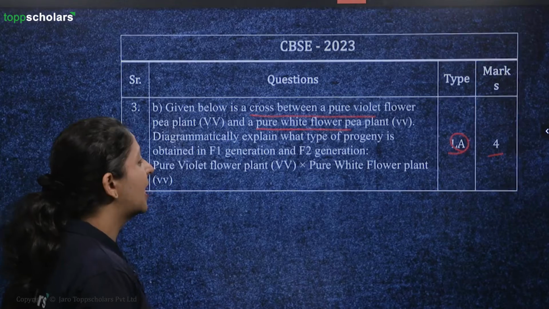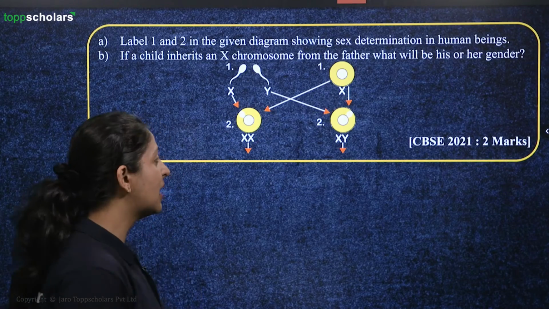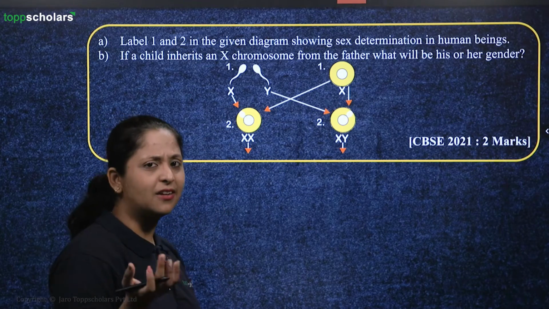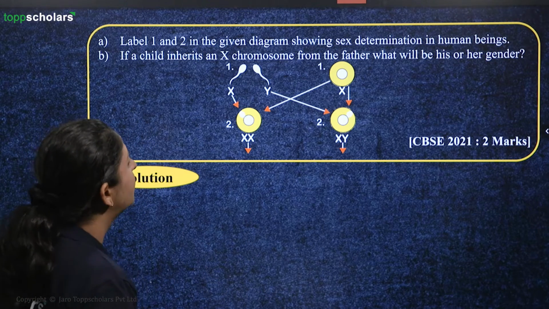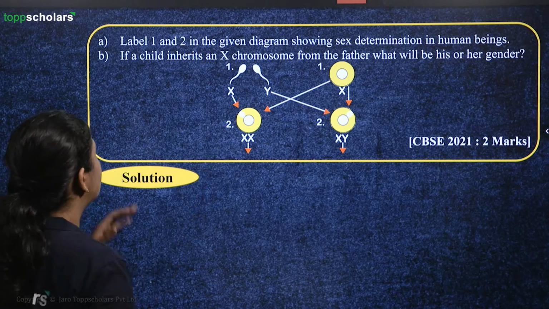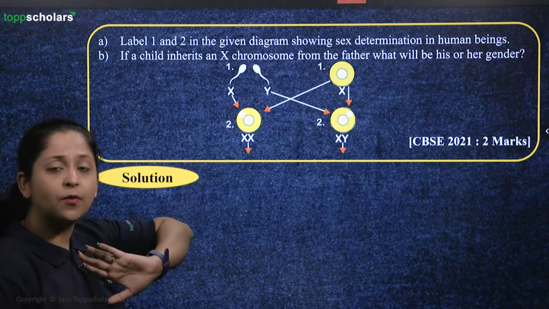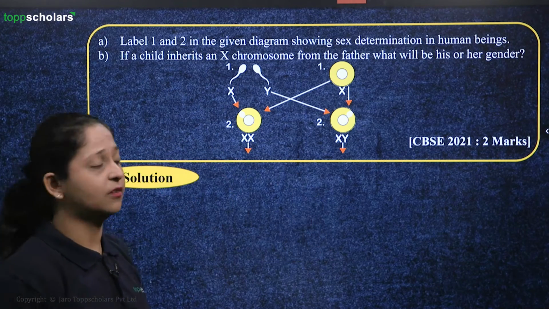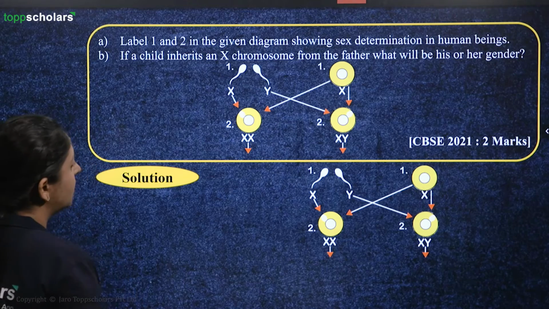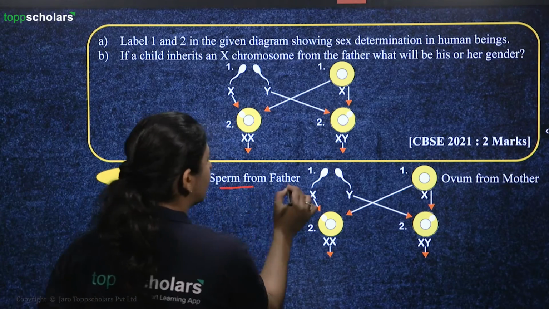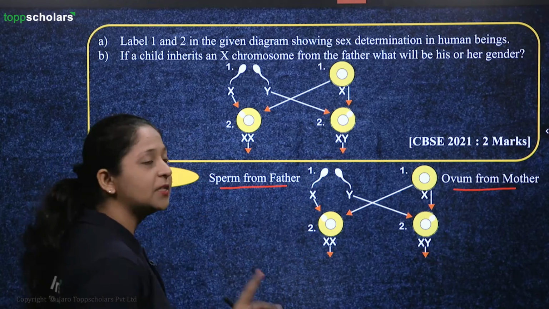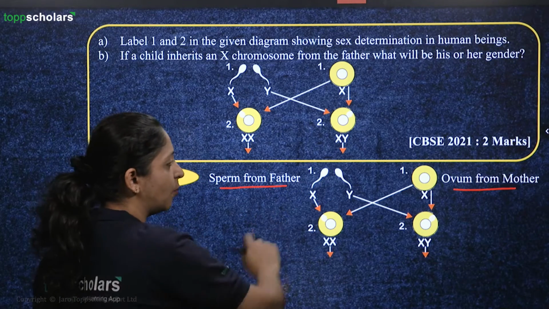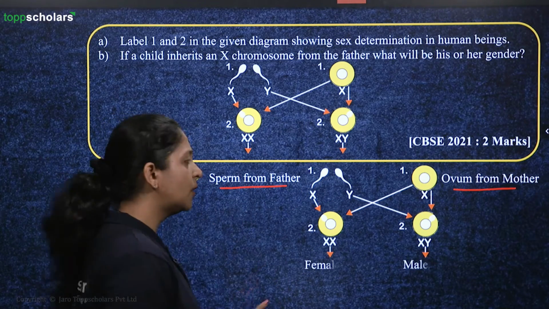Okay. Now it's time to practice some of the questions which we find a little bit difficult. So this is a question: you have to label 1 and 2 in the given diagram of sex determination, and if a child is inheriting an X chromosome from the father, what will be the gender? Okay. So for this one, you can see that we are having a sperm from the father and the ovum from the mother. The father will be producing 2 types of gametes, that is X and Y, whereas the mother will be producing only one.